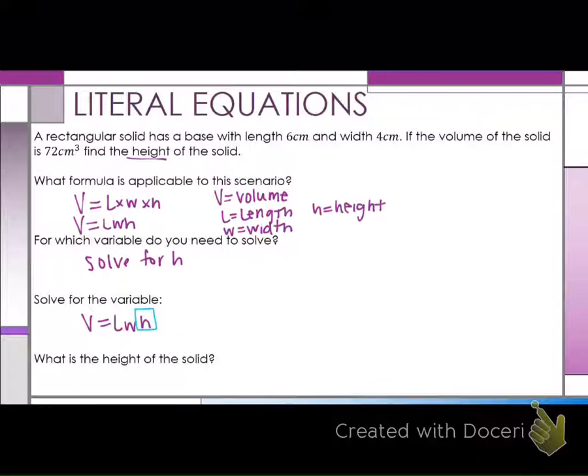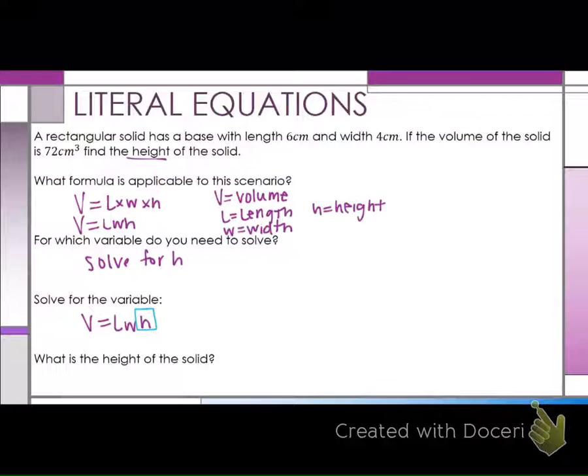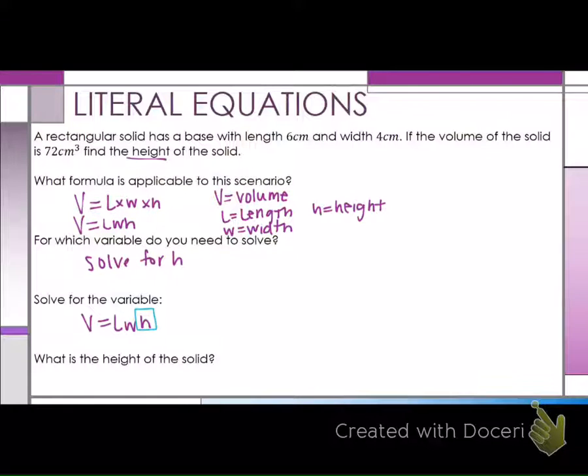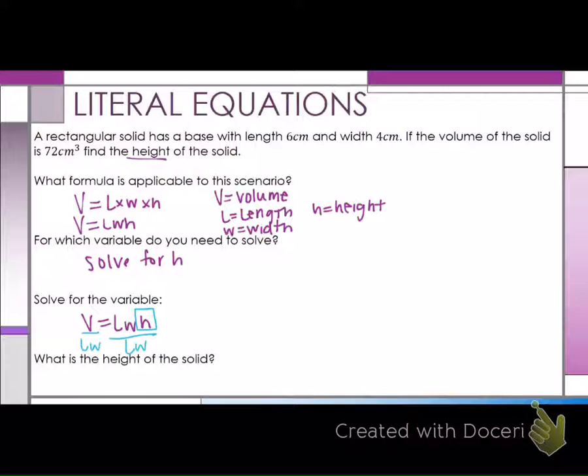So how can we get H alone? What can we do? Alyssa? Yes, and it's important that you guys divide both of them at the same time. Do not divide L and then divide W. If they're already being multiplied together, divide them as a group. So we're going to divide by LW. So height equals V over LW.